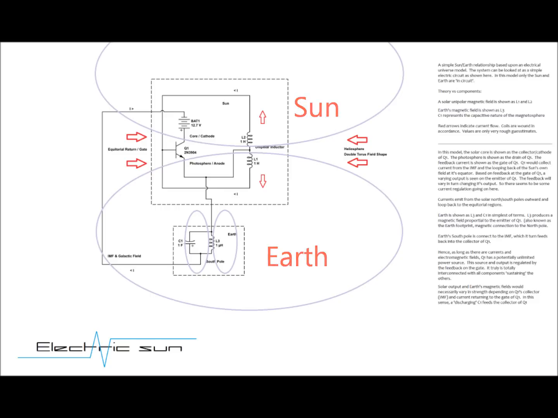Theory versus components. The solar magnetic field is shown as L1 and L2. Earth's magnetic field is shown as L3. C1 represents the capacitive nature of the magnetosphere. Red arrows indicate the direction of current flow. The coils are wound in accordance to Faraday's law. Values are only very rough guesstimates.